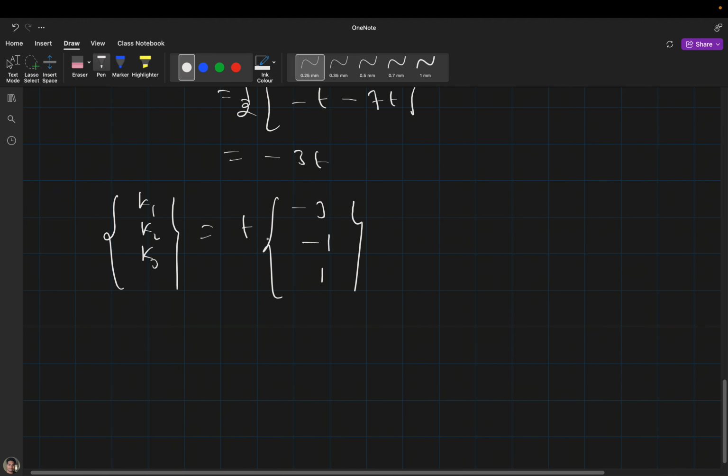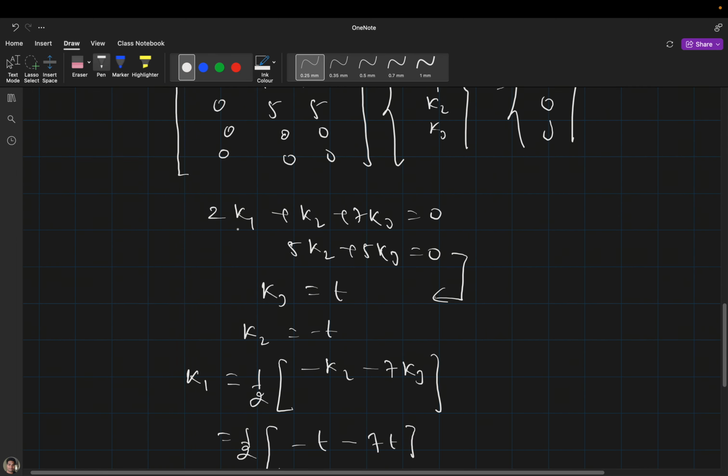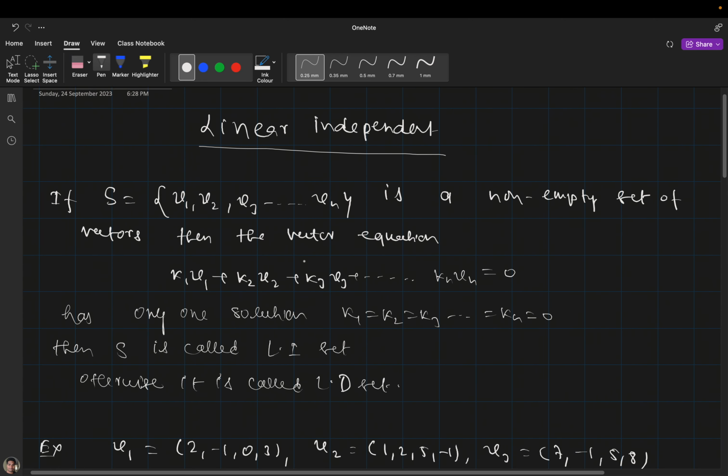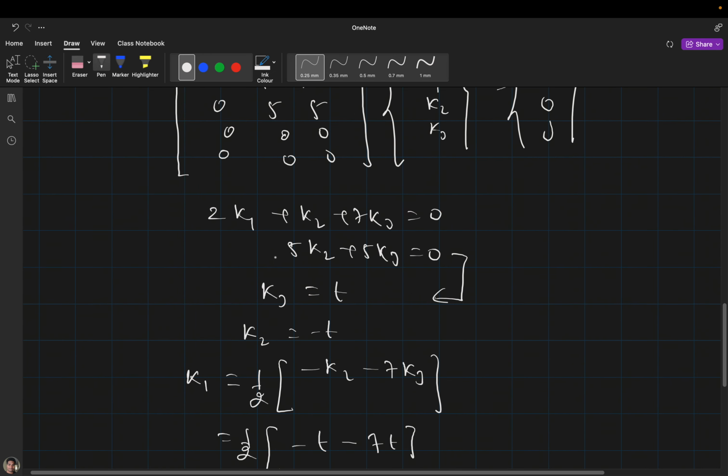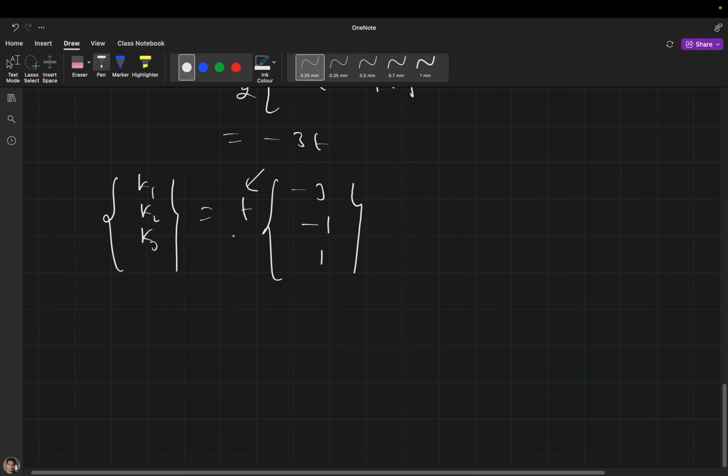So you can see that it is a non-trivial solution. You can put t equal to 0. That is also a part of the solution, but that is not the only solution. What was the situation of this definition? You can see that only one solution. But here we are getting many more solutions, which means that the system is linearly dependent. Okay.